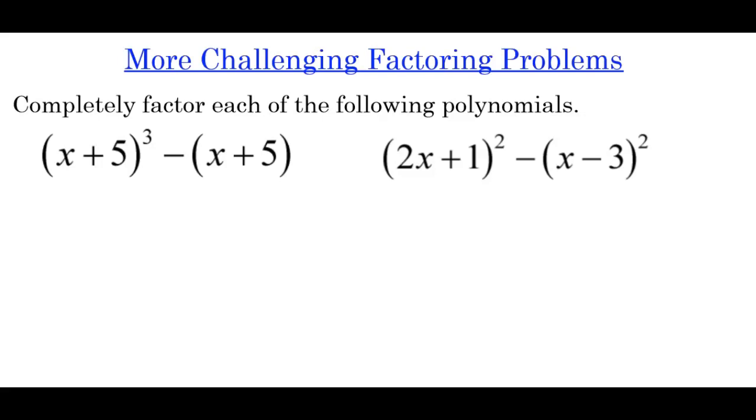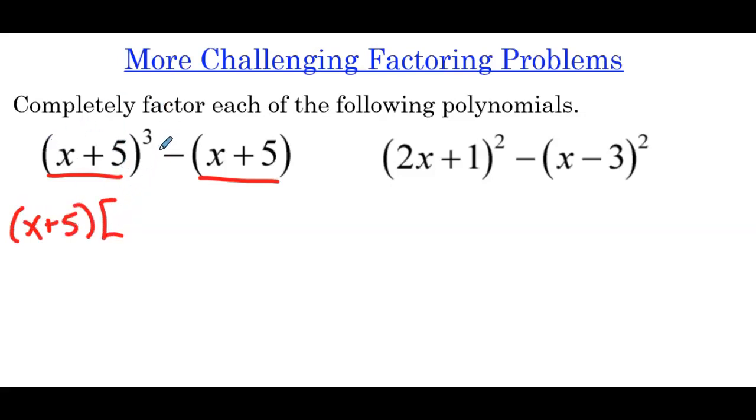Directions: completely factor each of the following polynomials. First up, (x + 5)^3 minus (x + 5). So we have two terms, and the greatest common factor between those two terms is going to be x + 5. We always look for that first. So we can factor out an x + 5.